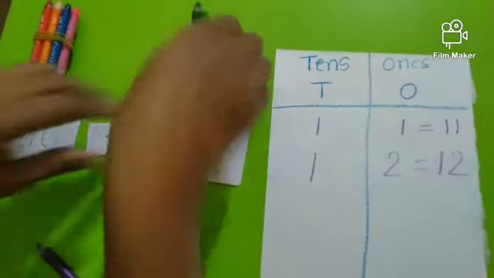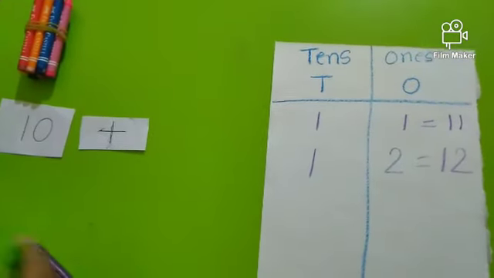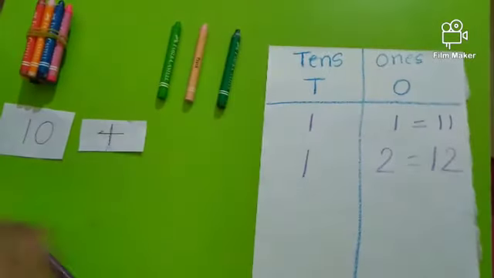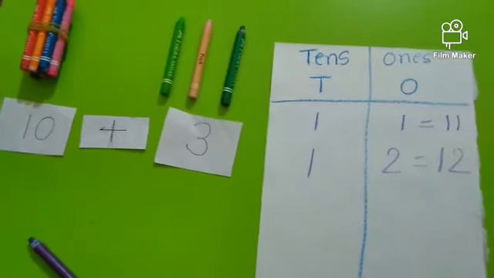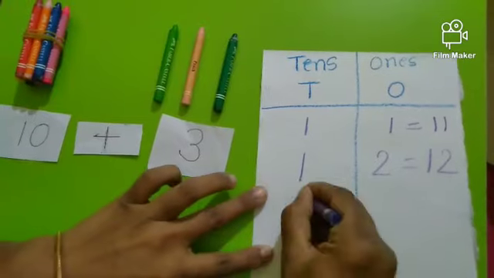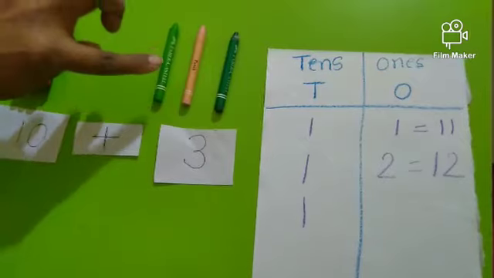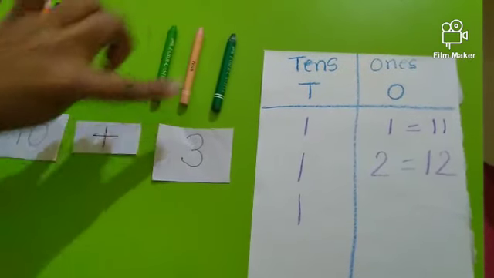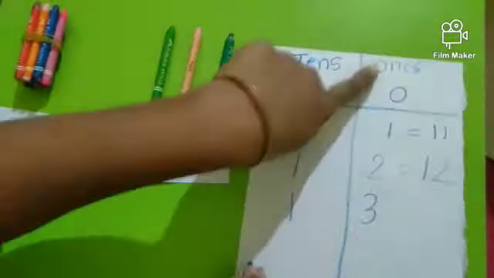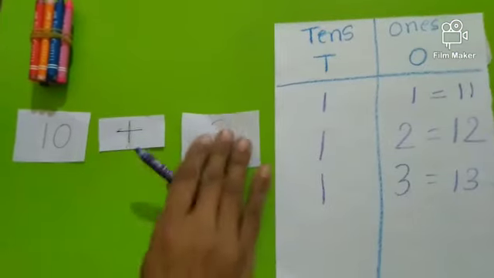Now we are going to change ones. We'll keep 3 crayons. 1, 2, 3. So number 3. Again, tens will remain the same, 1. In the ones column, you have to count. 1, 2, 3. So 3. You are going to mention 3 in the ones column. 1, 3 is 13.